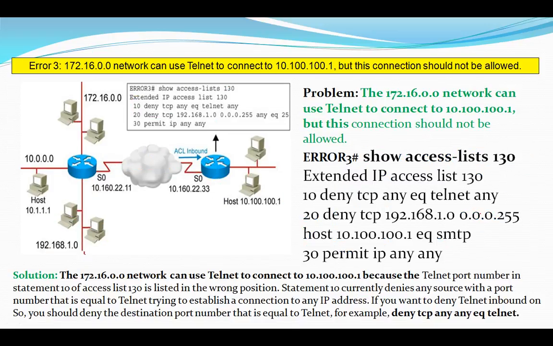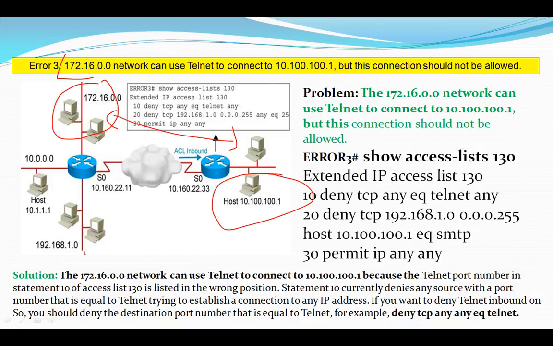Now we will see one more scenario. I have one more error, with the same setup again. The third error: the 172.16.0.0 network can use telnet to connect to this network, but this connection should not be allowed. It is already working properly with telnet, but I don't want this telnet to happen. So what do I need to do here?